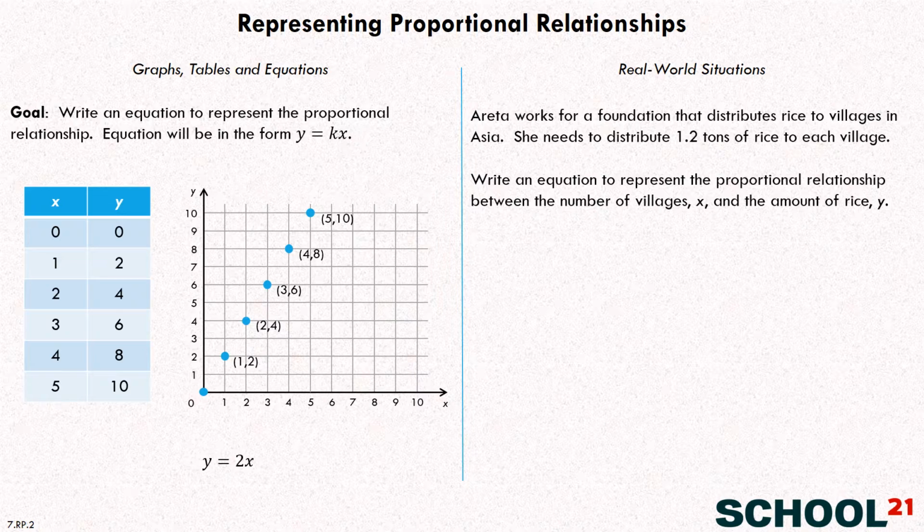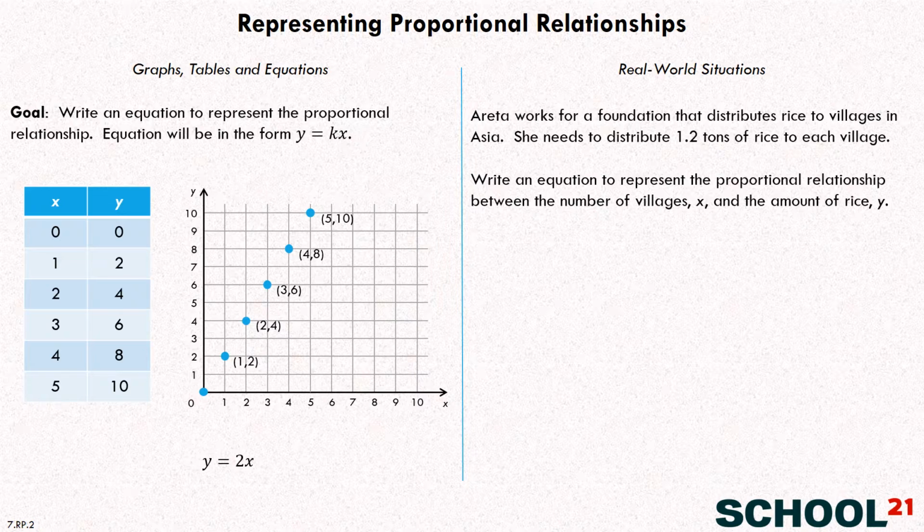Okay, now at first it might seem confusing, but I'll give you a clue. It's going to be a very simple equation, still in this form y equals kx. So there's the number of villages x, and you're going to multiply that by some number in order to get the total amount of rice. So what would that number be? Let's see. She distributes 1.2 tons of rice to each village. So 1.2.